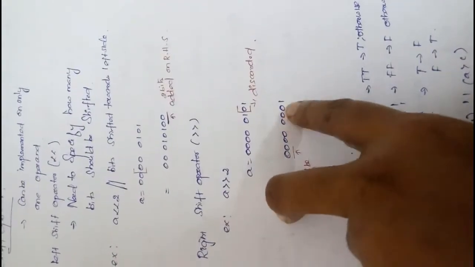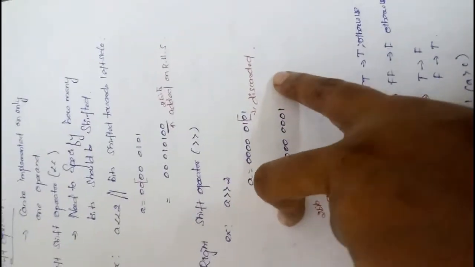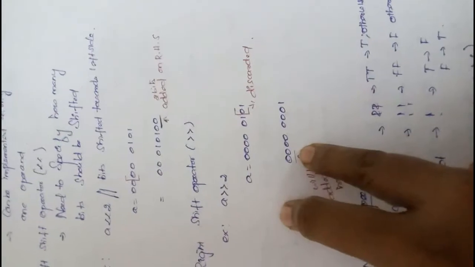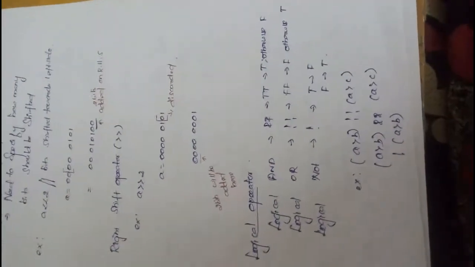Okay, so 00000001, these 2 bits will be discarded, and then 2 binary bits will be added, that is 00 will be added at the front. So next one is logical operator.